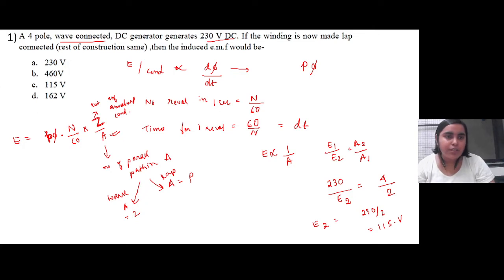So the correct option is option C, 115 volt. So we see when everything is constant, that is when the number of poles is constant and only the type of connection changes, the induced EMF will also change. So in case of the lap connected construction, it is reducing. So I hope this is okay with you all. If yes, then we'll move to the next question.